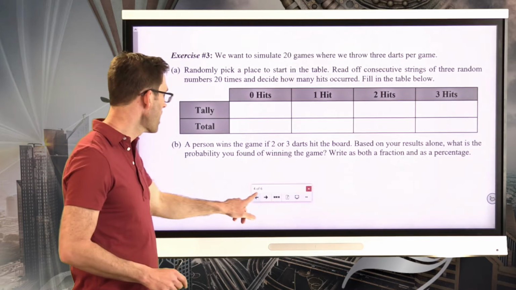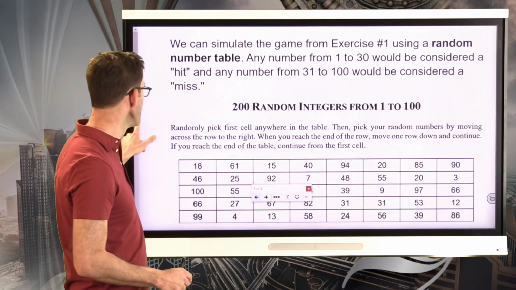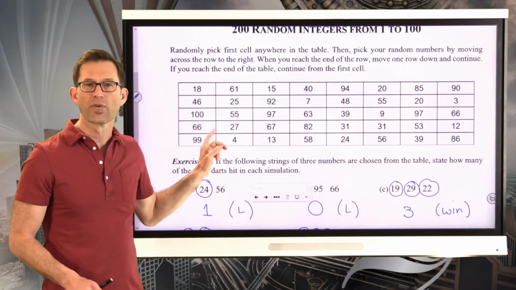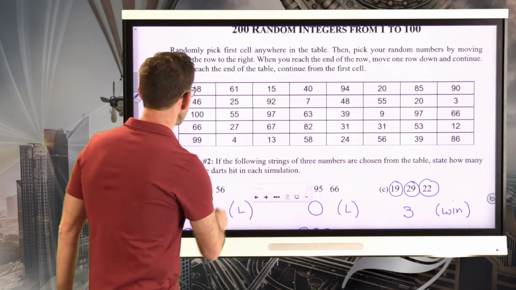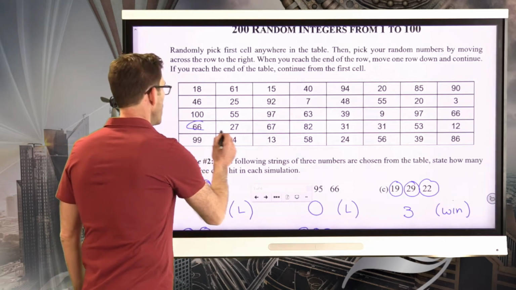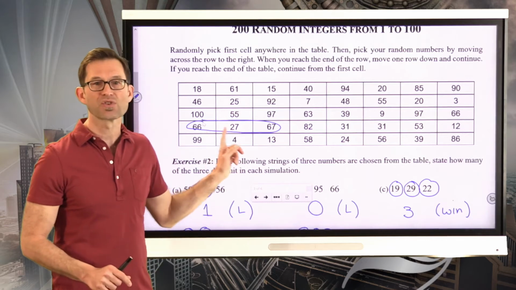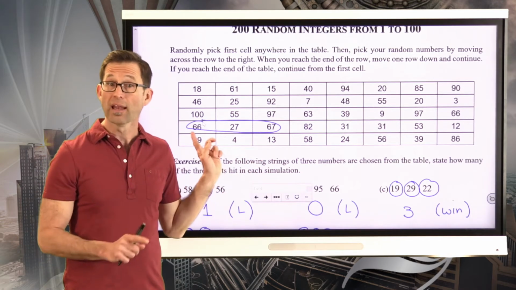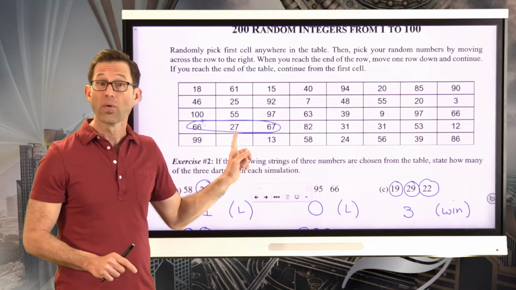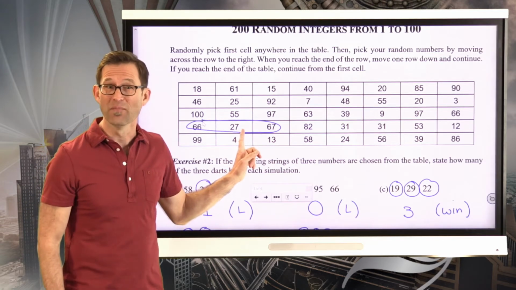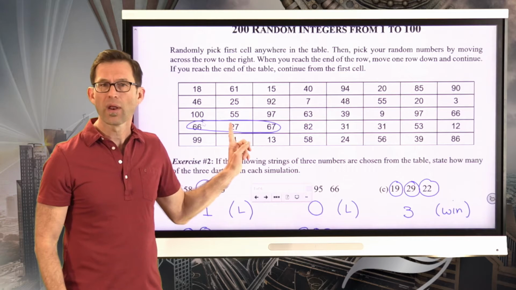So let's just go back for a moment where we have that picture of the table. And here's again what I mean. You may want to start in the first column, but you could just start randomly and say, I'm going to start here, right? And this would be my first set of 3 numbers, 66, 27, 67. And in that set of 3, only the 27 would be a hit. So by the way, I wouldn't win that game, right? But I would have one hit.